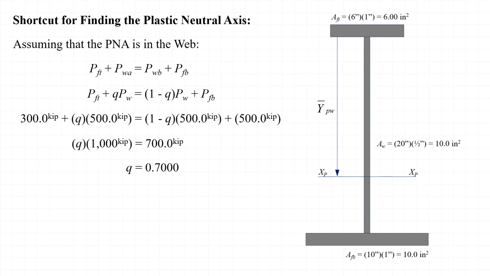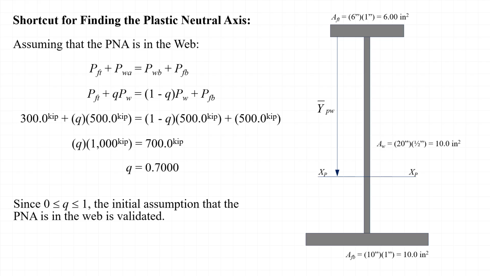This means that 70% of the web is above the plastic neutral axis when there is a plastic moment, and 30% of the web is below the plastic neutral axis. Or, another way of looking at it is that if there was a positive bending moment in the beam, 70% of the web is in compression and 30% of the web is in tension when the beam is at its plastic state. Since the value of Q that we found is between 0 and 1, this validates our initial assumption that the plastic neutral axis was in fact in the web of the section.